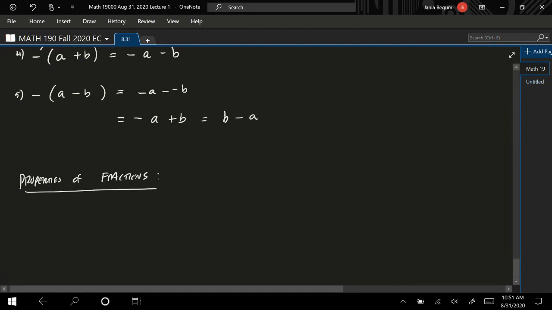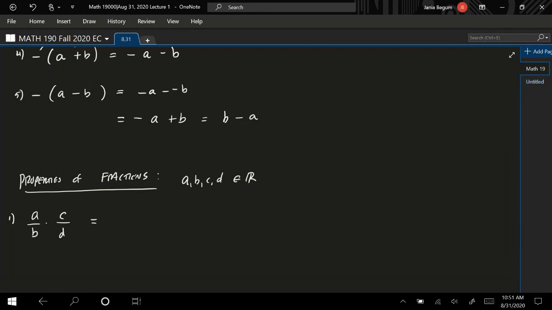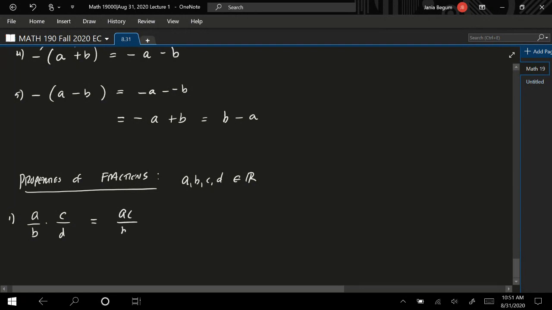Okay, so, well, let's see, right? So let a, b, c, d be real numbers, okay? And here are some properties we want to apply. If I have a over b times c over d, so I have 2 fractions, and I'm making sure b and d are not 0. How do I multiply 2 fractions? Well, first you try to reduce them, but here it doesn't look like we have any common factor. So we're just going to go ahead and multiply them horizontally. So we have a times c over b times d. That's how we multiply fractions.